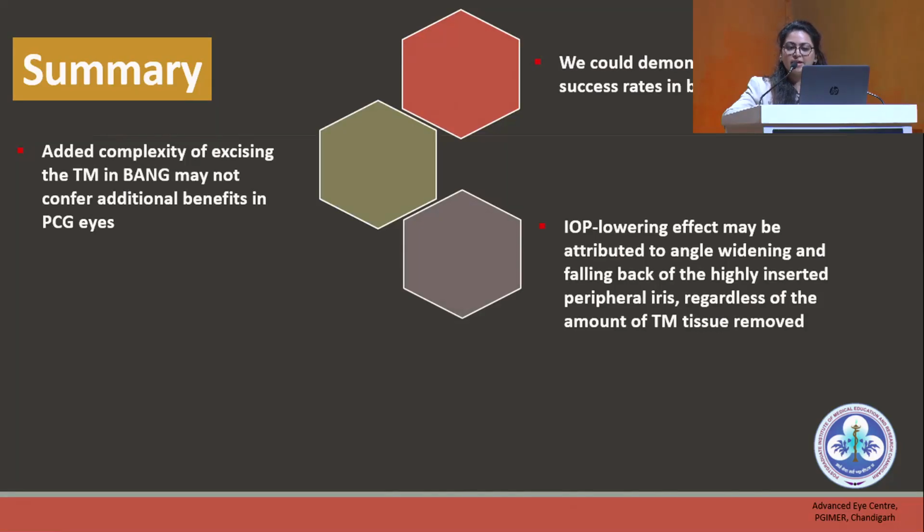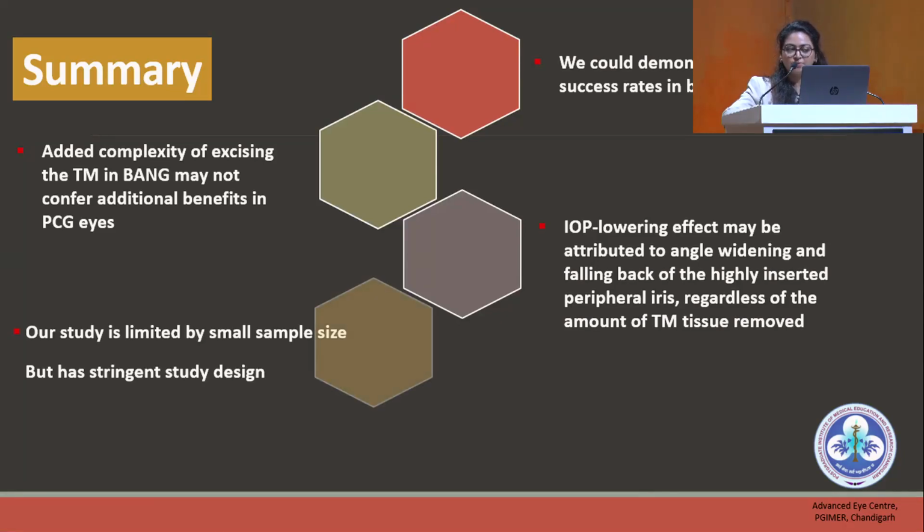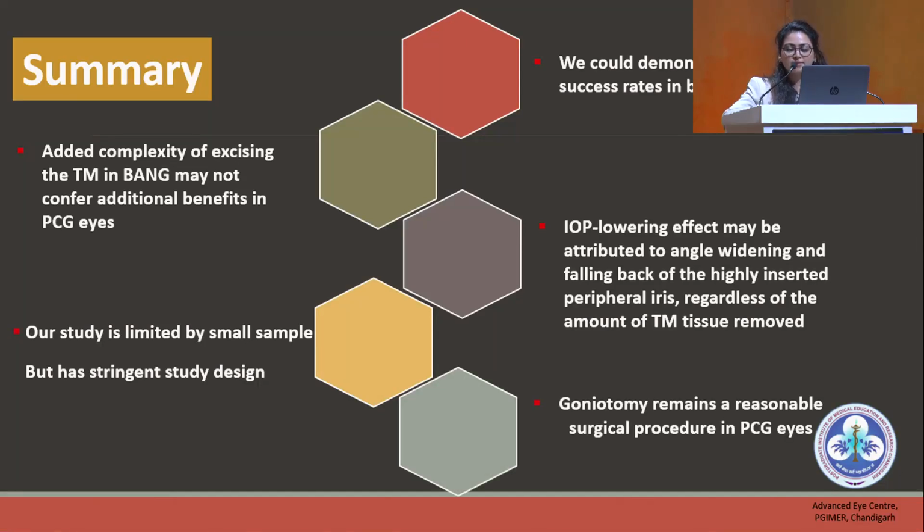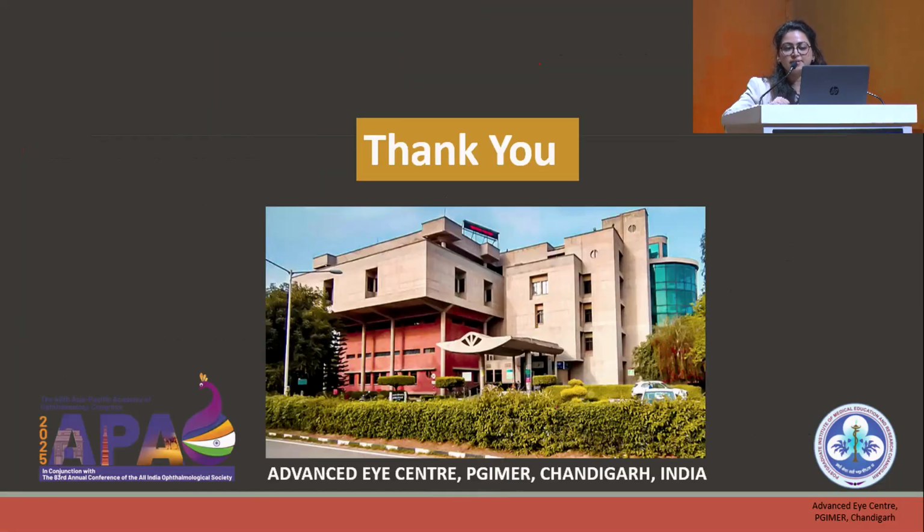We can say that the IOP lowering effect may be attributed to the angle widening and falling back of the highly inserted peripheral iris, regardless of the amount of trabecular meshwork tissue removed. Our study is limited by small sample size, but it had a stringent study design, and we can infer that goniotomy remains a reasonable surgical procedure in PCG eyes. Thank you.